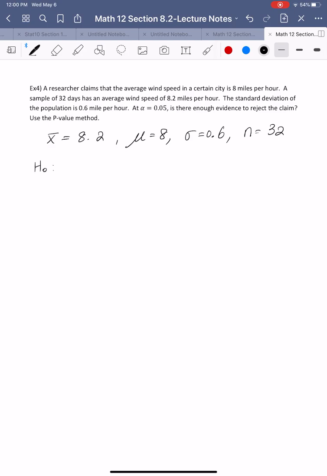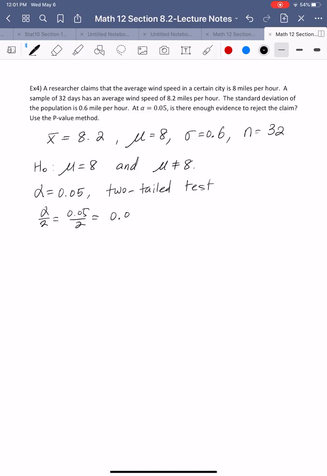Alright, so the hypotheses. Mu is 8, but it didn't say greater or less, it just looks like different, right? So I want to say mu is not equal to 8. Okay, so two tail. So alpha equal to 0.05, but since it's two tail, we have to find alpha over 2, which is 0.05 divided by 2, so we are using 0.025. Okay, so the test statistic z equals x bar minus mu over sigma over square root of n. Plug it in: 8.2 minus 8 over 0.6 over square root of 32, I get 1.89.